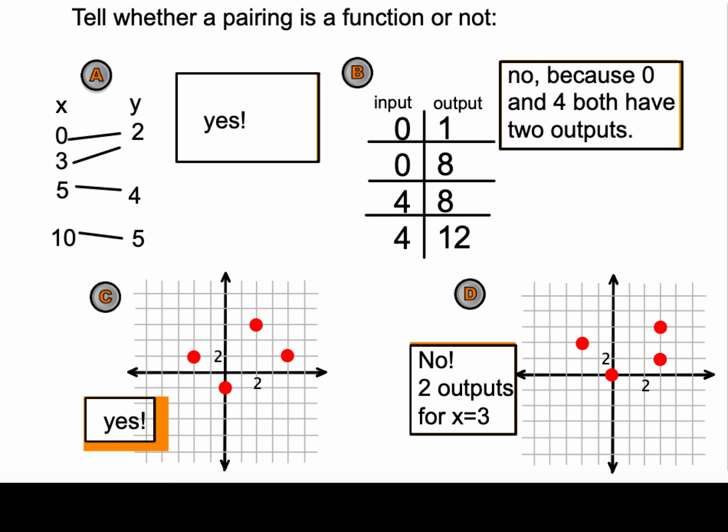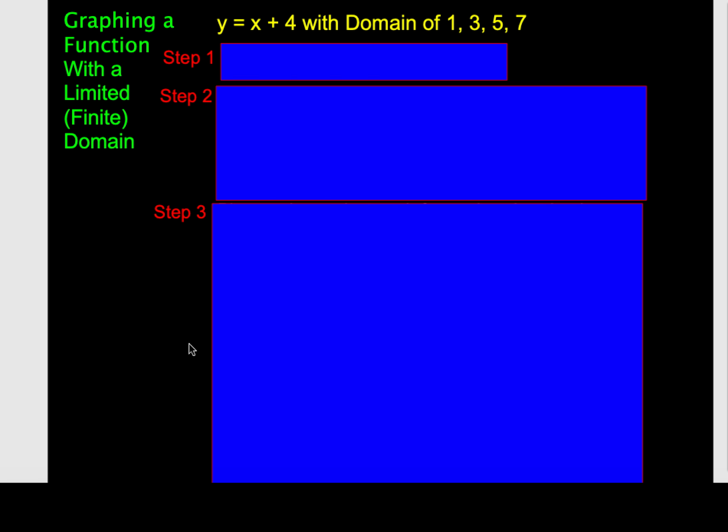Now, rather than just defining a function though, what can we do with a function? A lot of times, one of the major things we do is graph. Graphs are a great way to represent a function. So in order to graph a function, first of all, we need a function. Up top here, we've got y equals x plus 4 with a domain of 1, 3, 5, and 7. So notice they've limited our domain. We're only going to plot essentially 4 points.